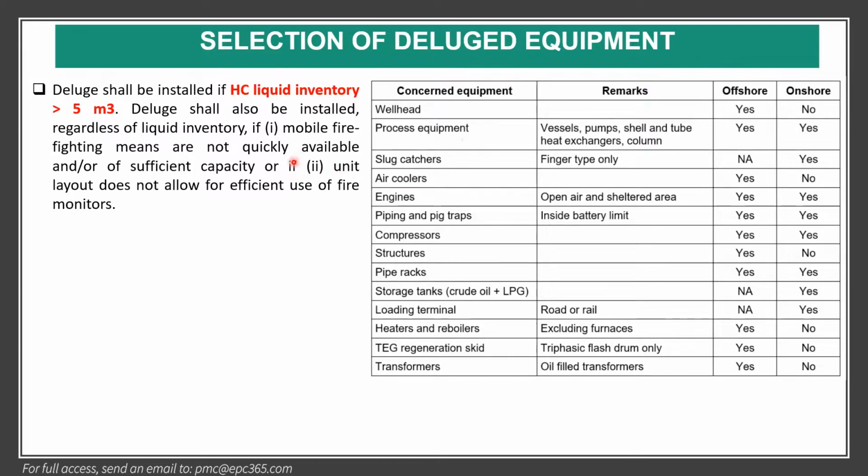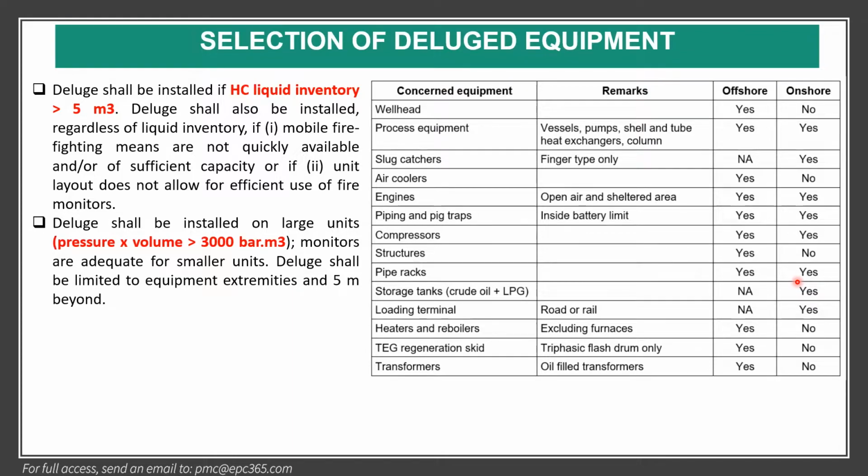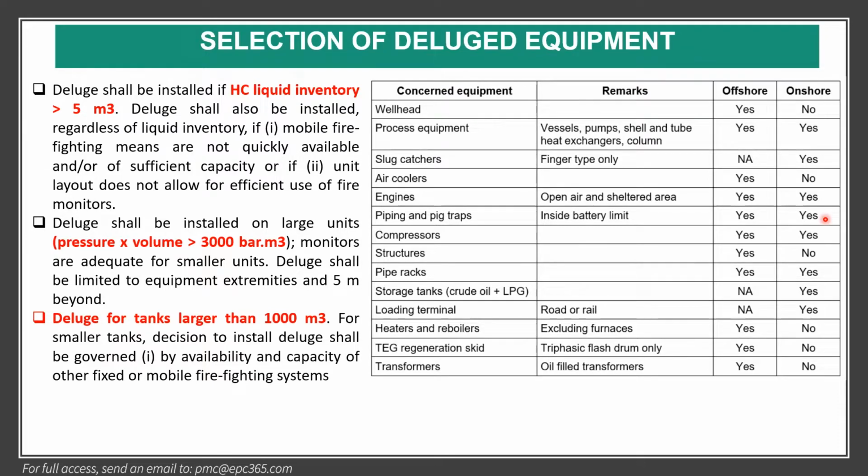Deluge requirements shall also be installed regardless of liquid inventory if mobile firefighting means are not quickly available or of sufficient capacity, or unit layout does not allow for efficient use of fire monitors. Deluge shall be installed on large units if the pressure multiplied by volume is more than 3,000 bar cubic meter. And again, monitors are adequate for a smaller unit. Deluge shall be limited to equipment extremity and 5 meter beyond. And deluge for tanks larger than 1,000 cubic meter. For a smaller tank, the decision to install deluge shall be governed by availability and capacity of other fixed or mobile firefighting system.